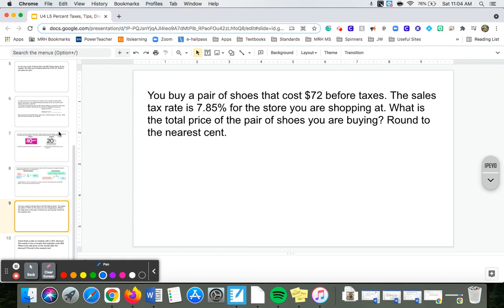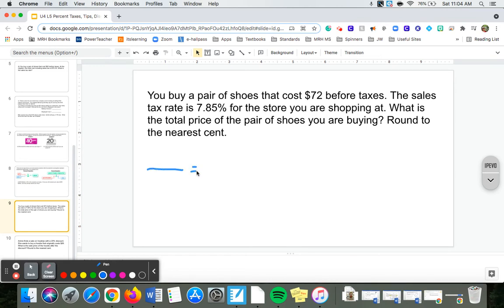So let's say you buy a pair of shoes that cost $72 before taxes. The sales tax rate is 7 and 8/500% for the store that you are shopping at. What is the total price of the pair of shoes you're buying? Round to the nearest cent. So on this one, I'll use the percent proportion to kind of give us a look at that. Again, if you want to use the percent equation, you may do so. It's kind of your choice. Both are great ways of being able to solve.